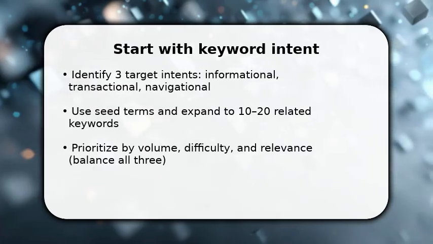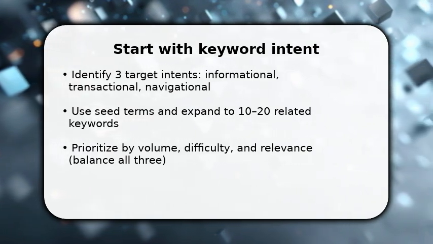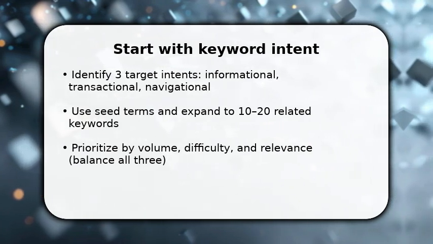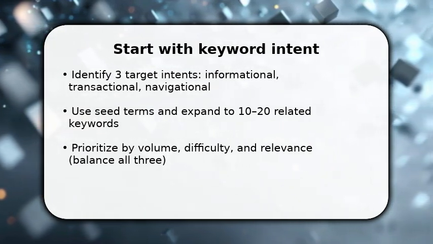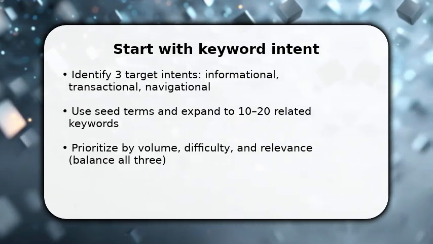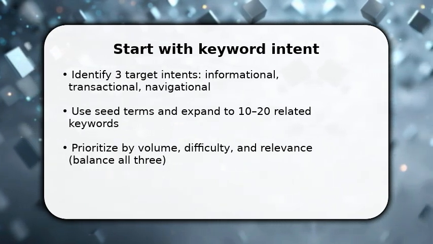You begin by deciding what your audience wants. Intent guides every choice. First, pick 1-3 seed terms and group them by intent: informational, transactional, navigational. Once done, expand each seed to 10-20 related keywords using a keyword tool or search suggestions, and make sure to note search volume and difficulty.